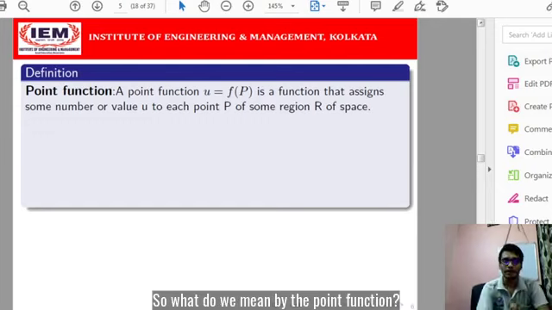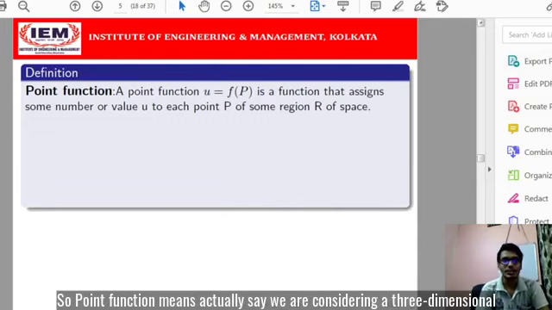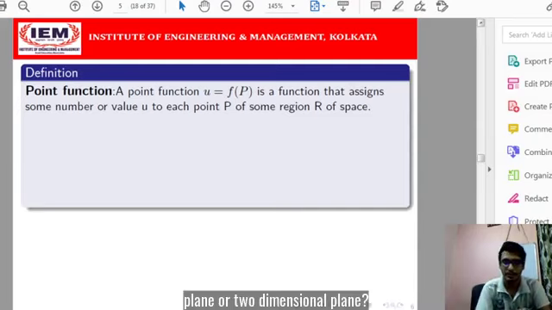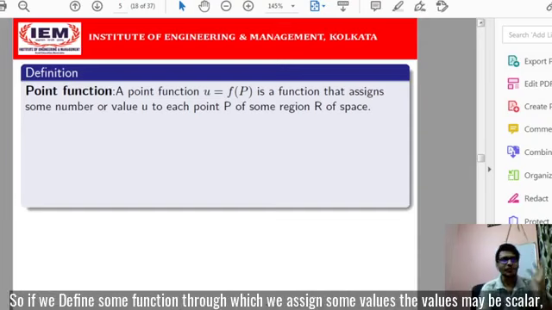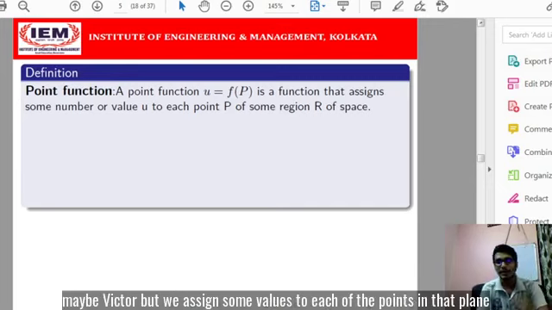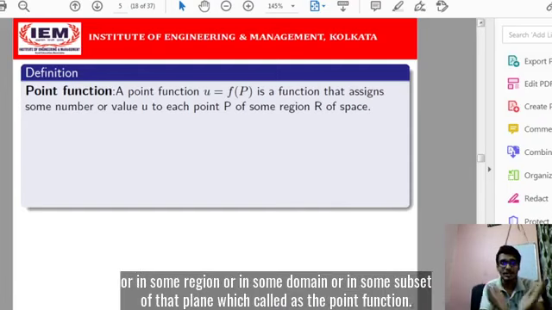So what do you mean by the point function? Point function means, say we are considering a three-dimensional plane or two-dimensional plane. Then there are different points. So if we define some function through which we assign some values, the values may be scalar, may be vector, but we assign some values to each of the points in that plane or in some region or in some domain or in some subset of that plane. Then this is called the point function.